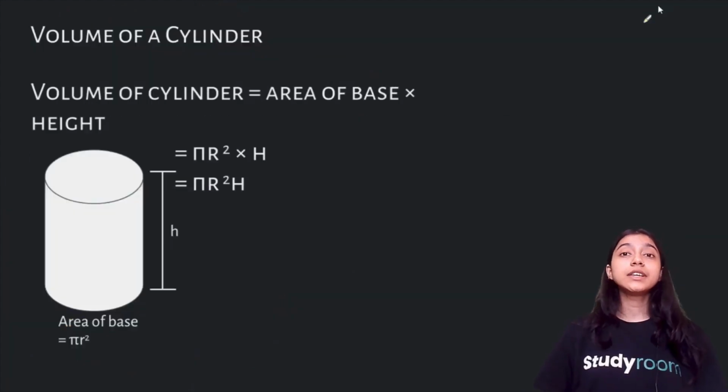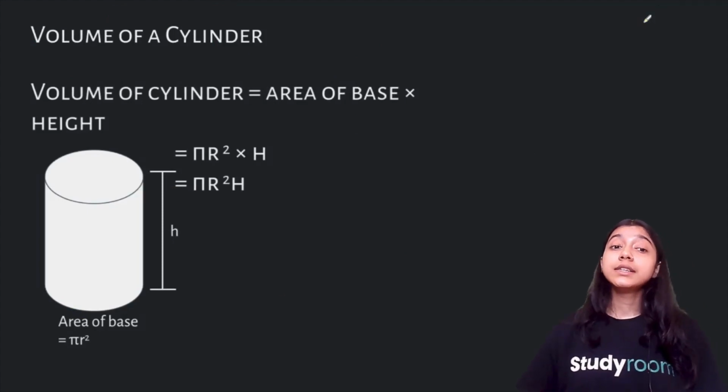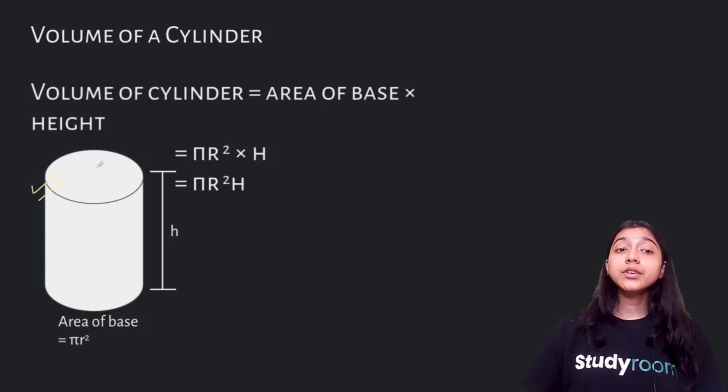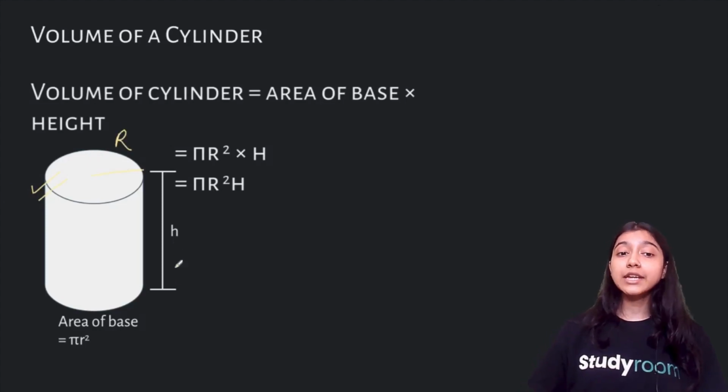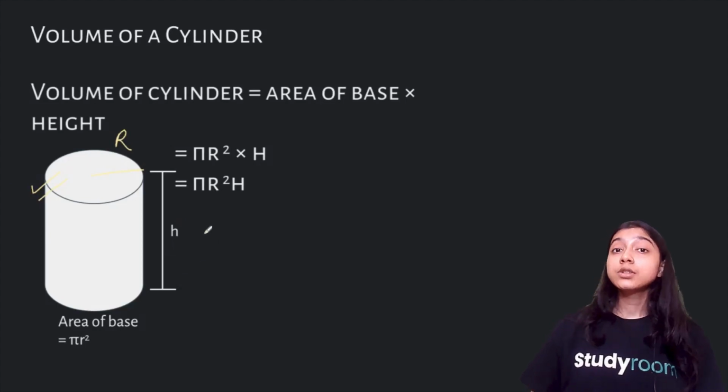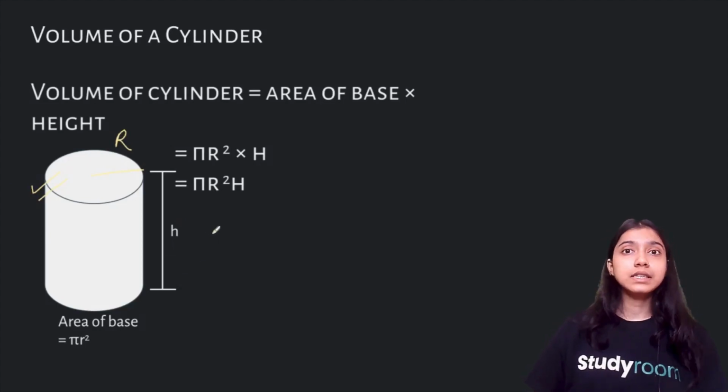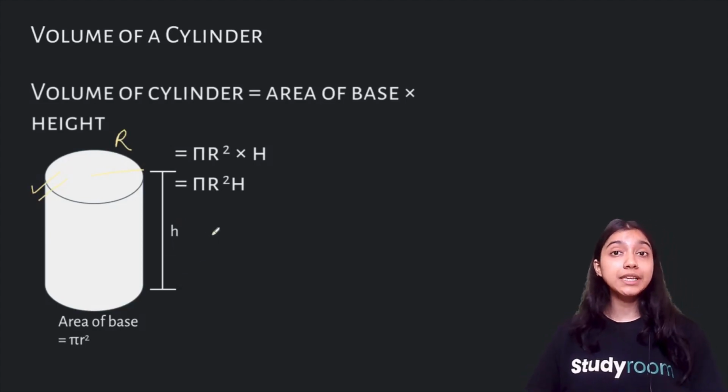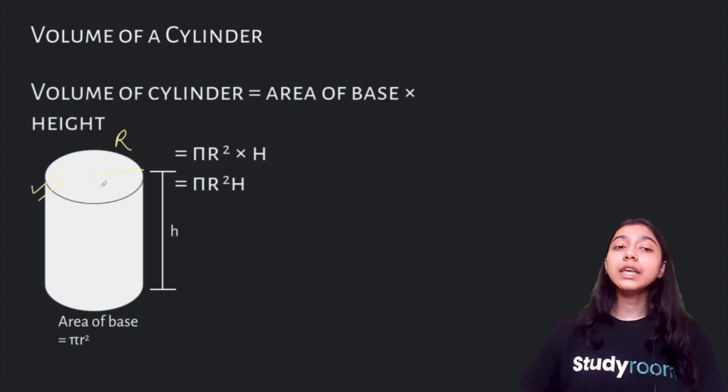Now that we have learned calculating the volume of a cube and a cuboid, let's move on to a cylinder. Now let us consider this as a cylinder where the radius of the cylinder is represented as capital R and the height of the cylinder is h. So the volume of the cylinder is nothing but the area of the base multiplied with height. So the area of this base is circular shape.